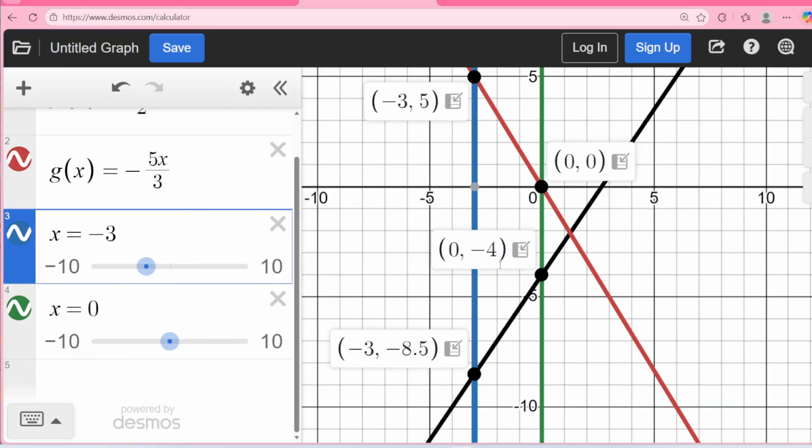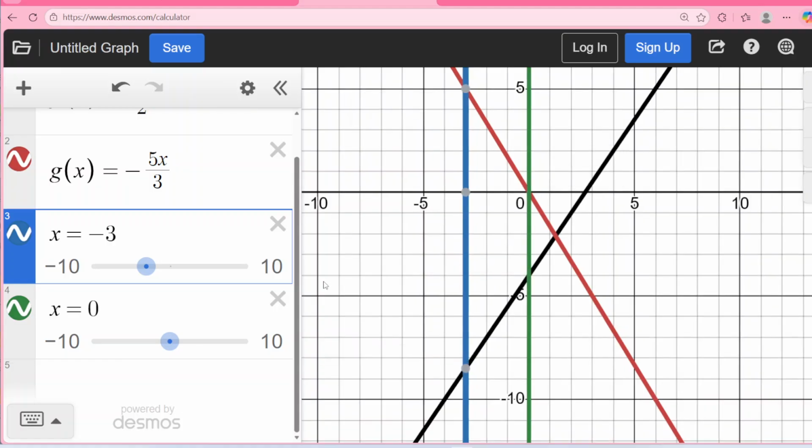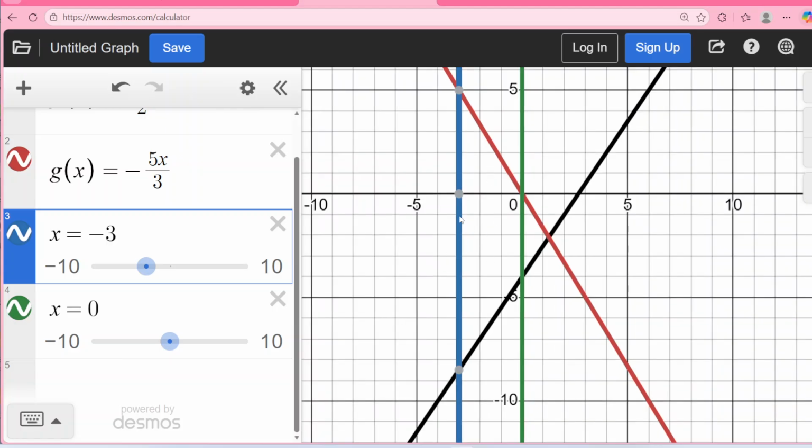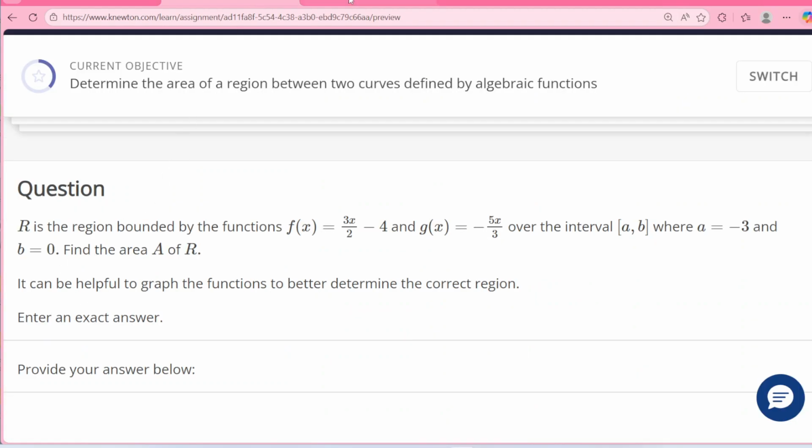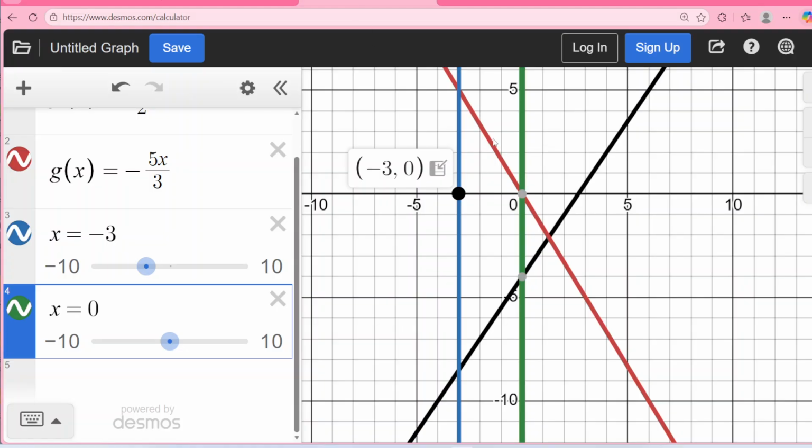Oh, sorry, the distance is 3, so 35 fourths times 3 would be 105 fourths. Still, in this region from x equals negative 3 to x equals 0, the red line is on top and the black line is on the bottom, so g is on top and f is on bottom. So I can just set up the integral.